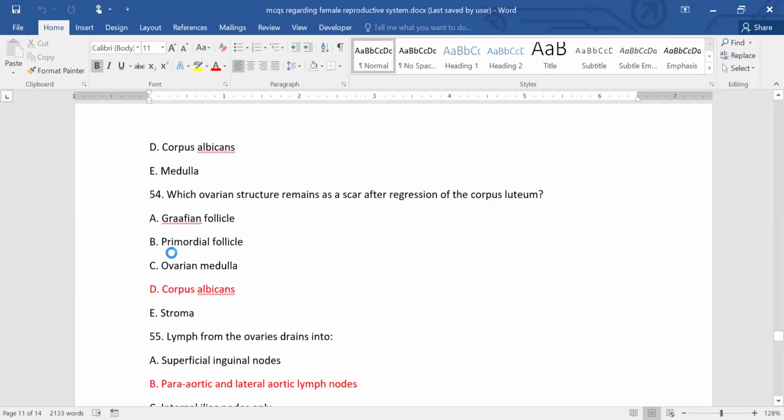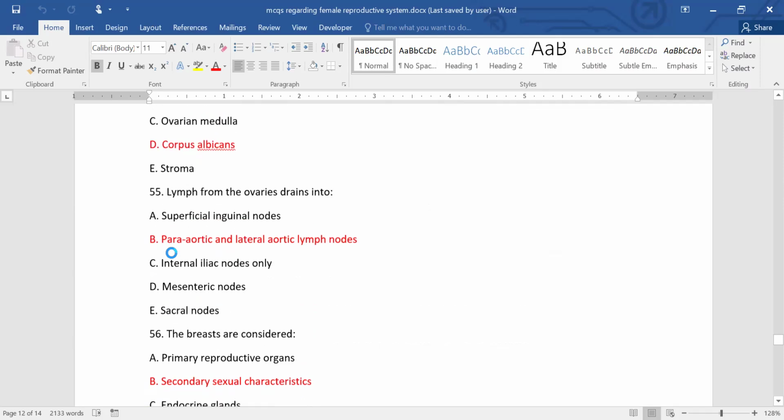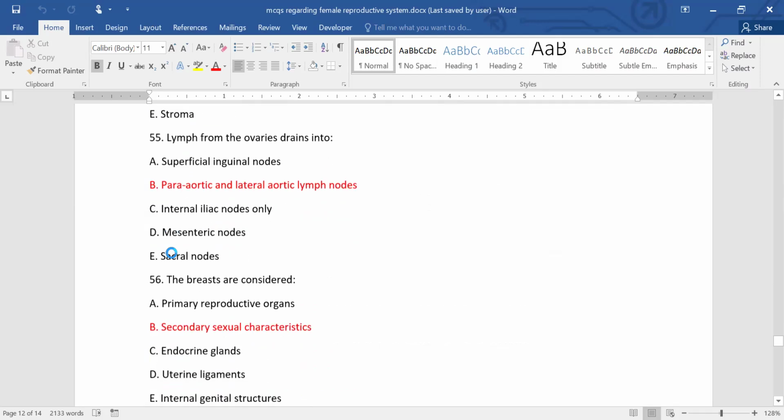Which ovarian structure remains as a scar after regression of corpus luteum? This is the corpus albicans. Lymph from the ovaries drains into the para-aortic and lateral aortic lymph nodes.